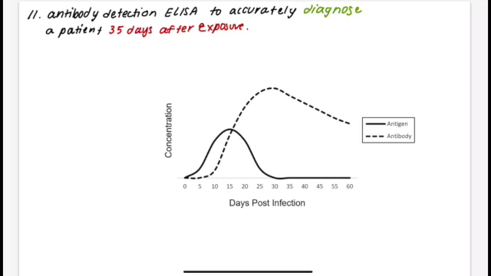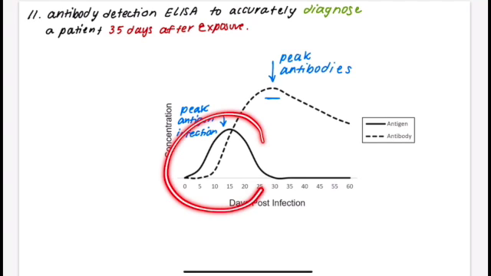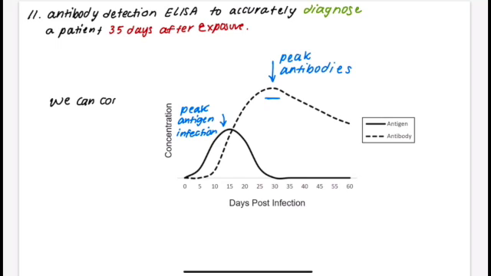So now for number 11, we discuss how, according to this graph, could we use antibody detection ELISA to accurately diagnose a patient 35 days after exposure. Here I'm pointing out where the peak antibodies are on day 30 and where peak antigen or infection is, around day 14. Seeing right here, as these are where the main point of antigen exposure is, we can't concretely say that this is the point where they have had COVID.